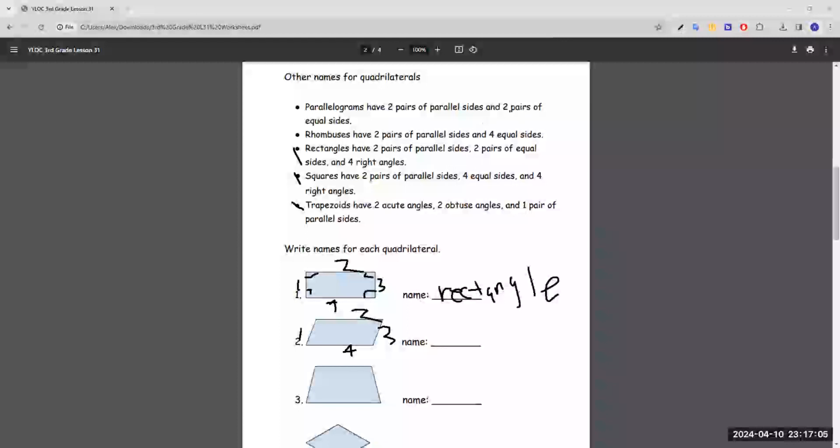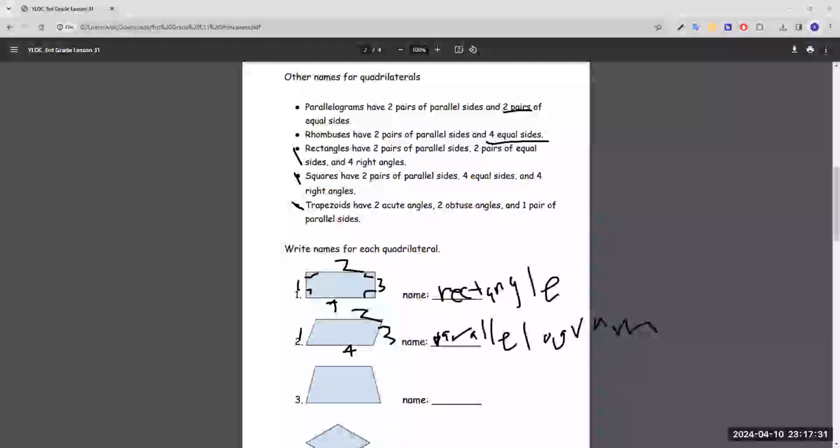And the difference is the amount of equal sides there are. In rhombuses, all the sides need to be equal. And in parallelograms, only two pairs are equal. And in this situation, all the sides aren't equal. We just have two pairs of equal sides. So that would mean it's a parallelogram. Yeah, parallelogram.